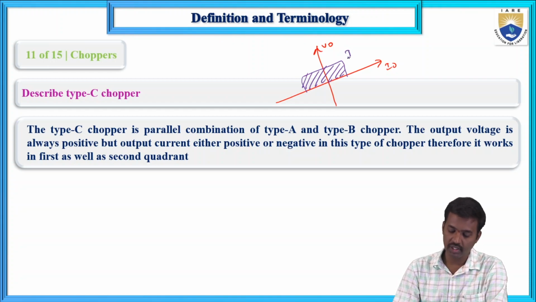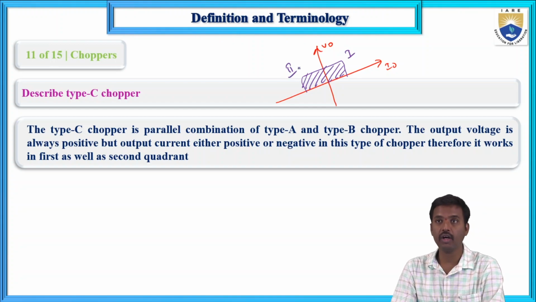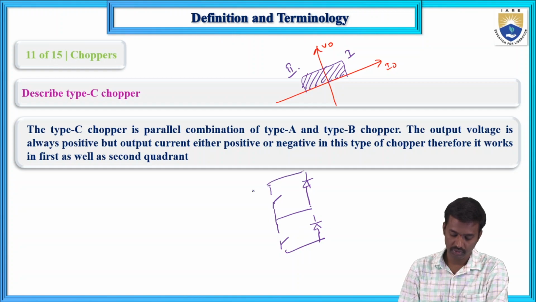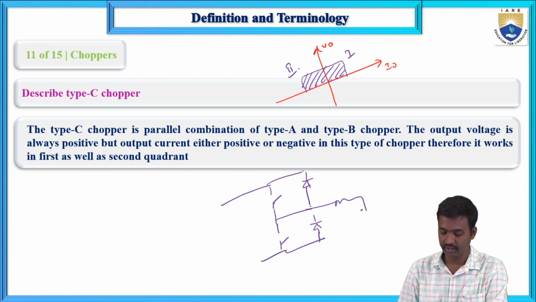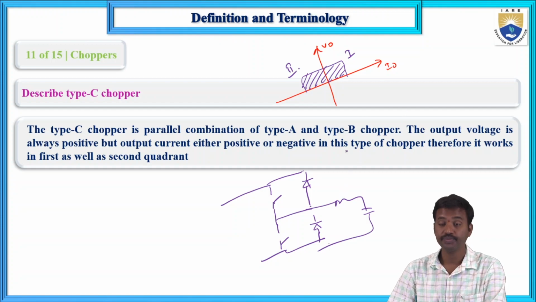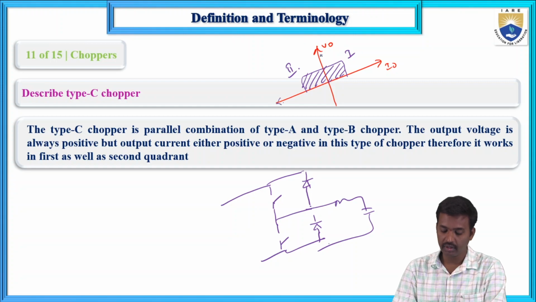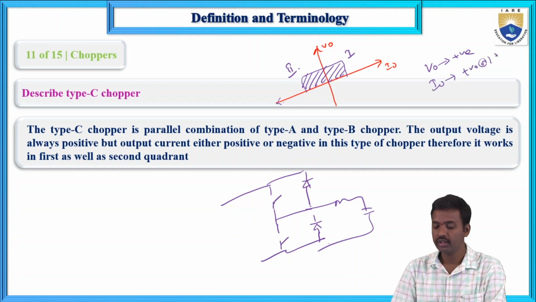Now here, first and second quadrant. So the parallel combination of the diagram should be here. This is one switch, and this is one switch, and this is one diode, and this is one diode. The diagram should be like this, and there is an inductor and there is a source. Now in this case, output voltage is positive, and I0 is either positive or negative.